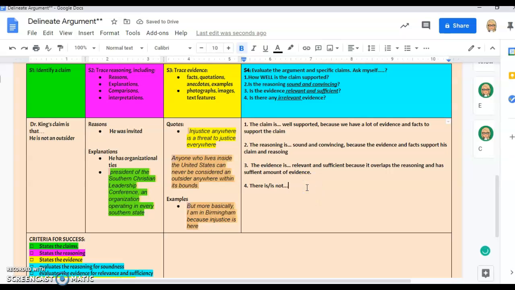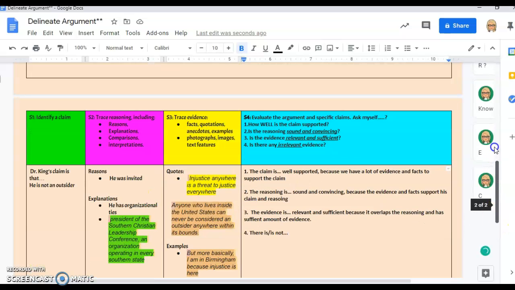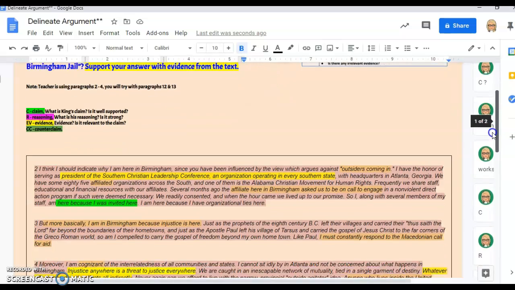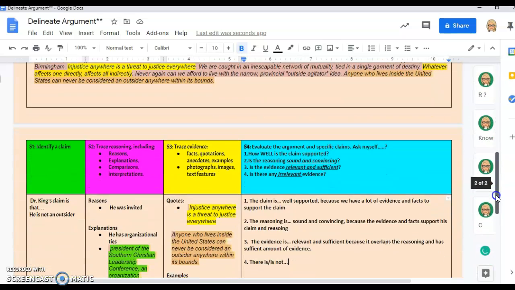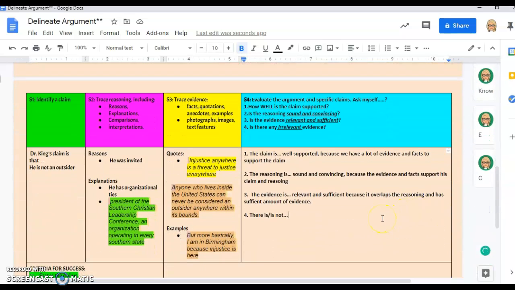All right, now question 4 to ask. Is there any irrelevant evidence? Let's check real quick. I don't remember reading anything that didn't seem like it had to do with what he's talking about. I don't remember reading anything that didn't support his need to be there. All right, so for number 4, I'm going to say no, there is not any irrelevant evidence.